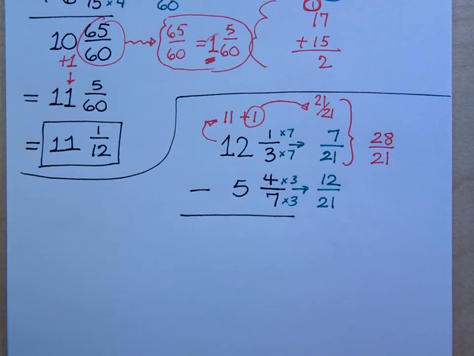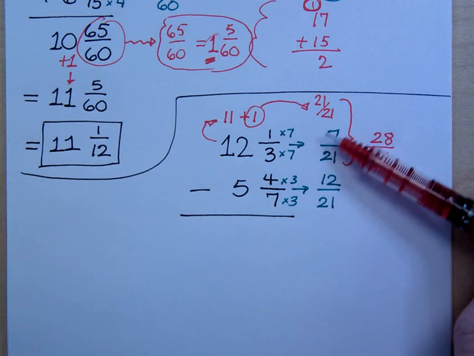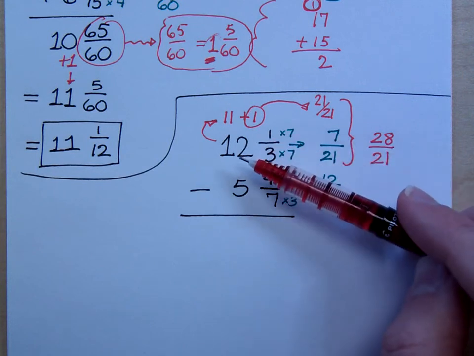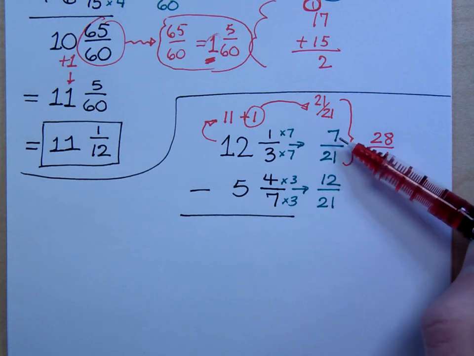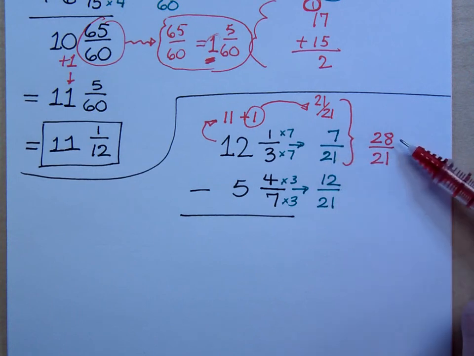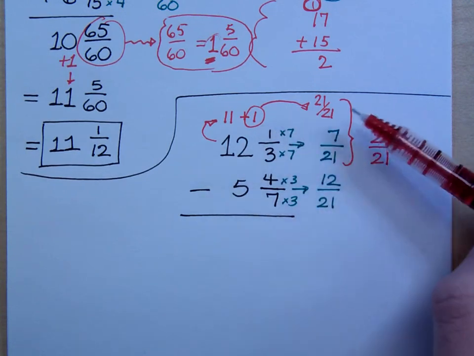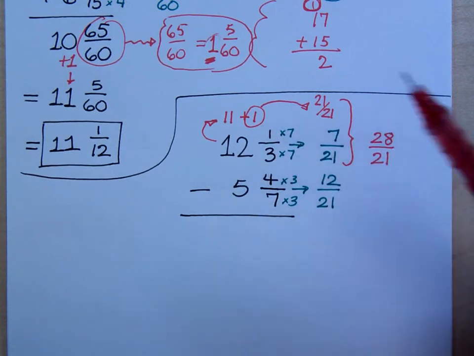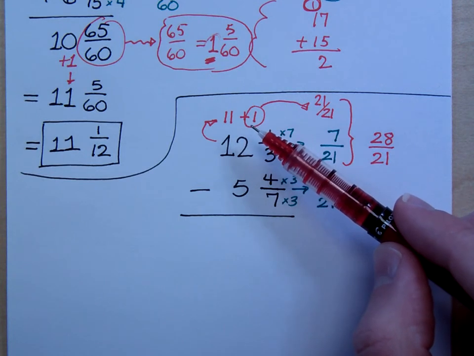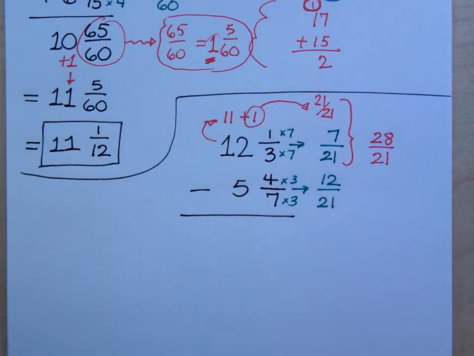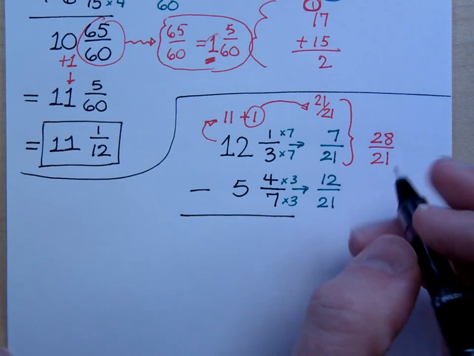Maybe an easier way of doing this is that when I need to make this guy bigger by borrowing, take this denominator and add it to the numerator. What's 21 plus 7? 28. But what I was trying to show you here is where would that 28 come from? It comes by taking one of these off of the 12. So when I do my subtraction now, what's 28 minus 12?